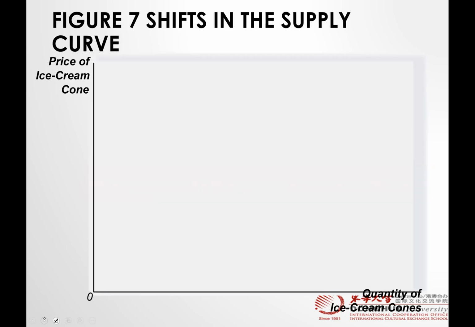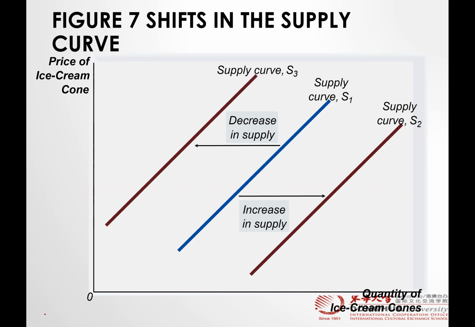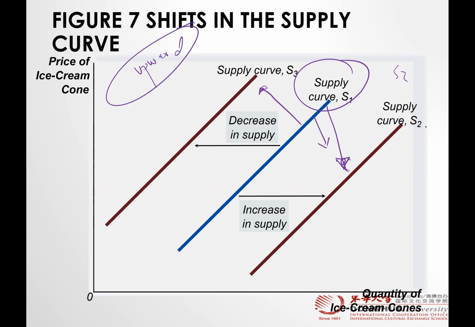And what are those factors? Okay, let's talk about this. Increase in supply means shift to the right, same logic. Decrease in supply means shift to the left. In some other books, they say that an increase in supply shifts downward. So if this is the original supply curve, the new supply curve S2 is down from the original. And a decrease in supply means shift upward.